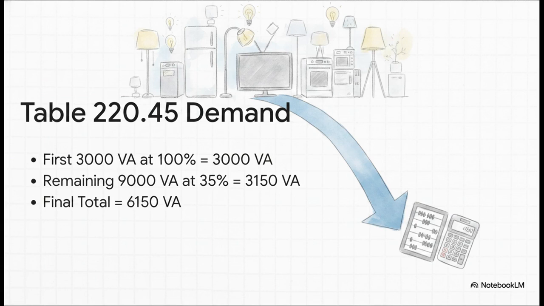Using Table 220.45, the code essentially assumes you aren't going to have every single light, TV, and kitchen gadget turned on at once. We take the first 3,000 VA at 100%, but the remaining 9,000 VA gets discounted all the way down to 35%, which is 3,150. Add them up, and our final lighting load drops drastically down to just 6150 volt amps.